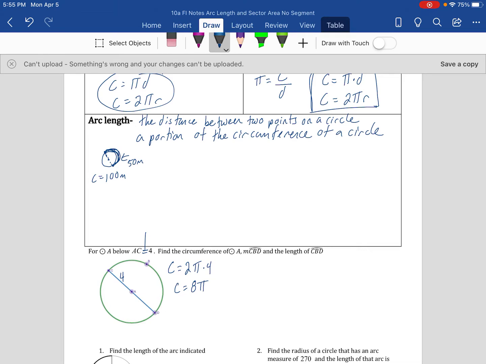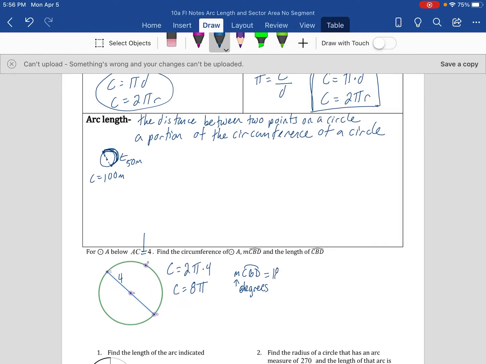It says find the measure of arc CBD. Well, the measure of arc CBD, that means the angle. That means it's going to be in degrees. Okay, that's the measure of the arc. It's basically how much of the circle is taken, not the length. And so the measure of CBD is 180 degrees. Okay, and this is what it means in terms of pi.